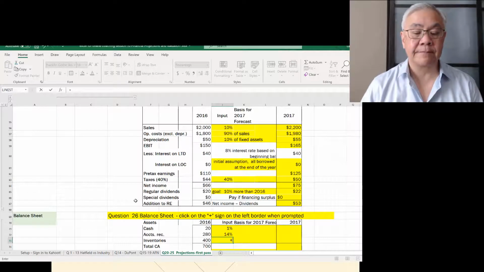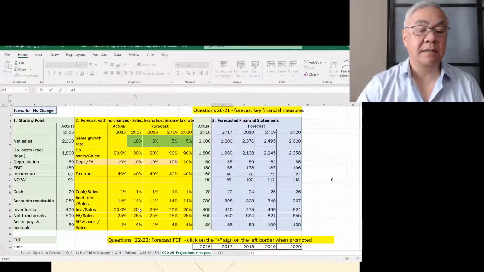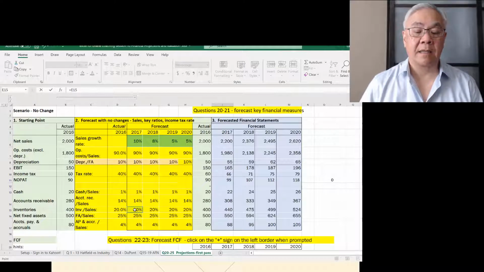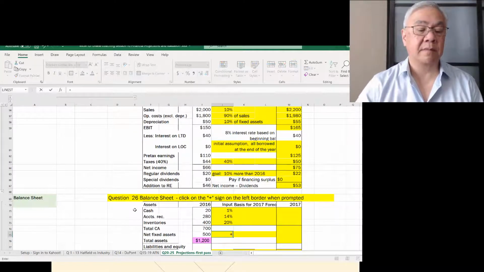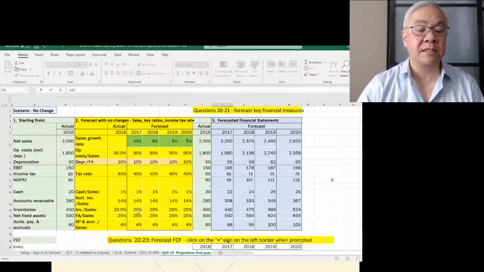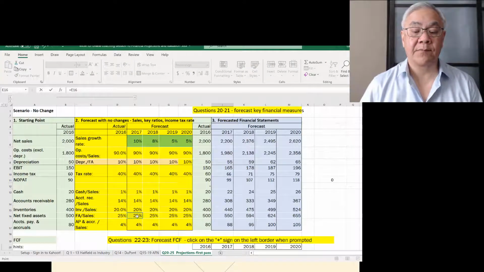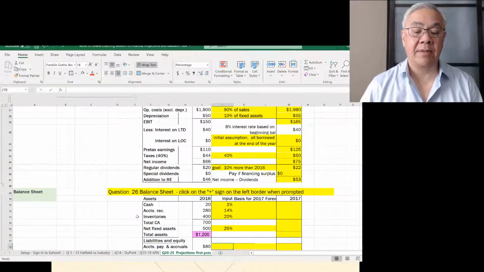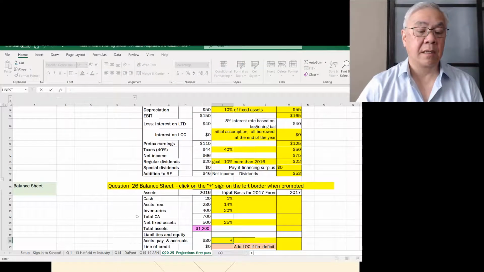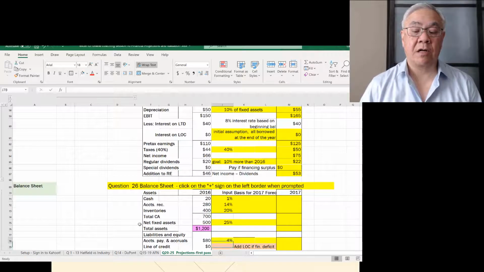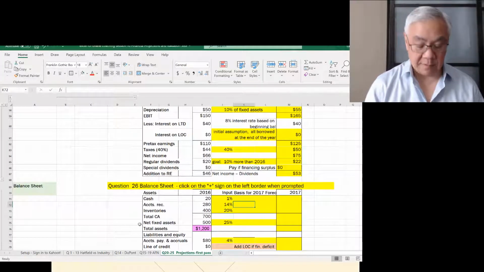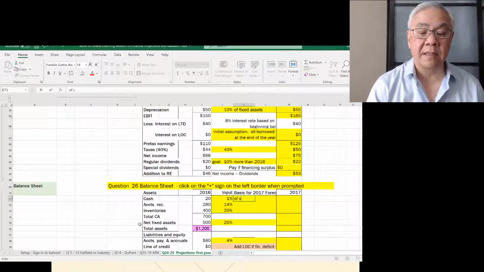Inventories, that is 20%. Then fixed assets we have as 25%. And liabilities we have as 4%. And these are all of sales. So I'll just note that here, of sales.